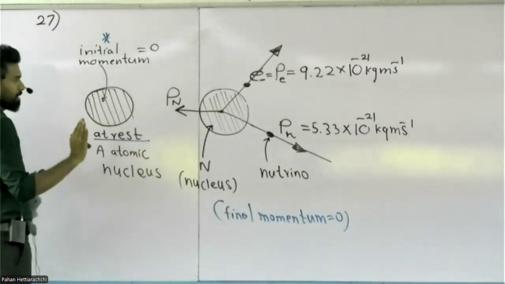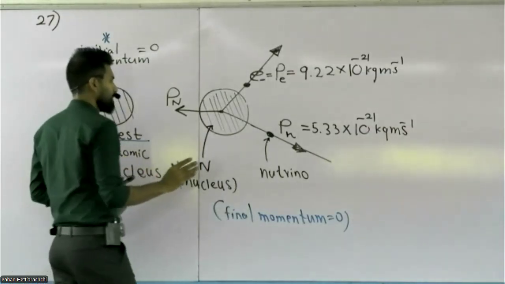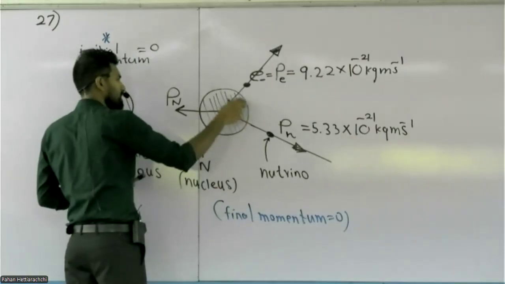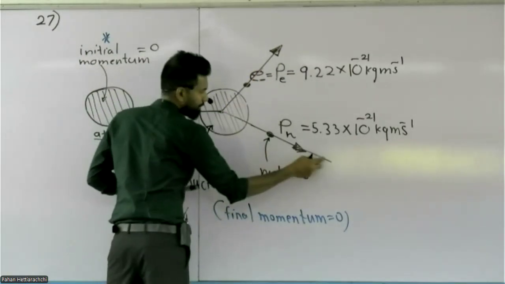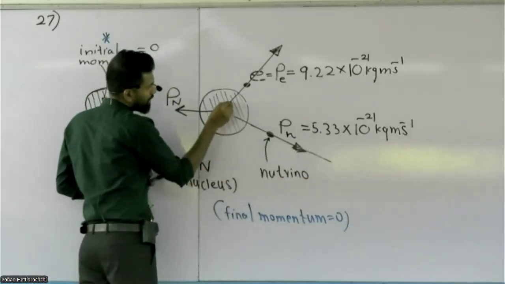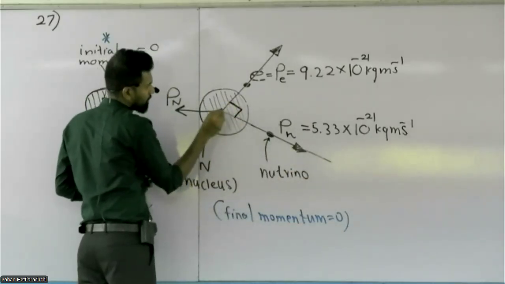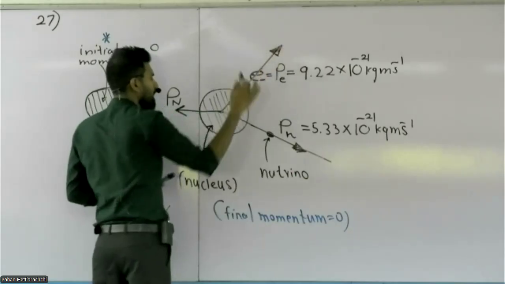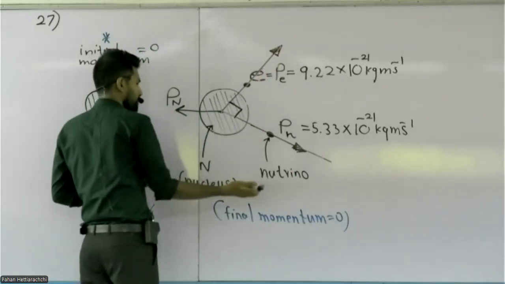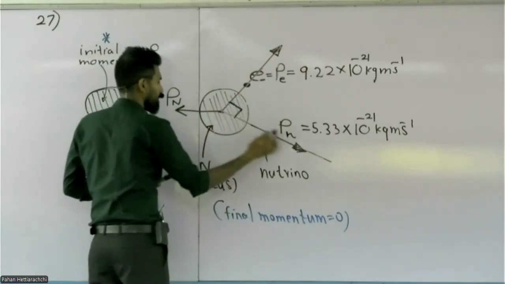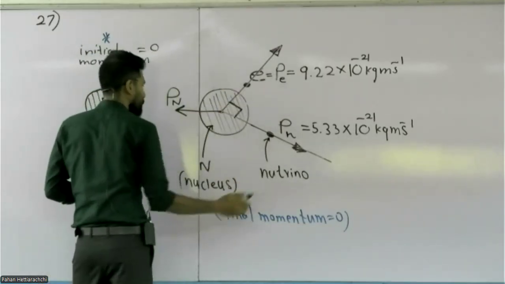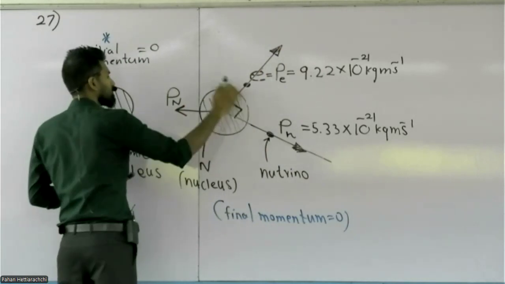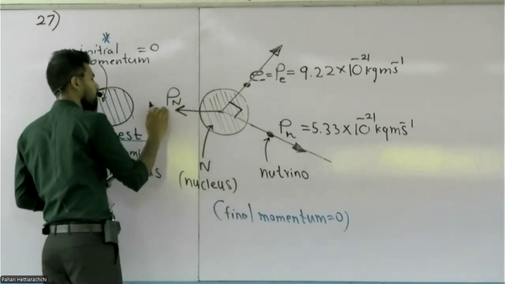Okay. Now this is my plan. They say from this nucleus, an electron is emitted and a neutrino is emitted. And they are in perpendicular directions to each other. The electron is emitted in a certain direction and the neutrino is emitted perpendicular to it. And not only the electron and the neutrino, the remaining nucleus will also move.